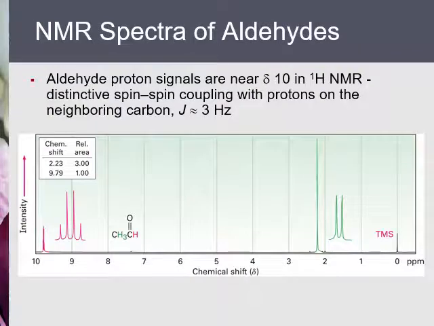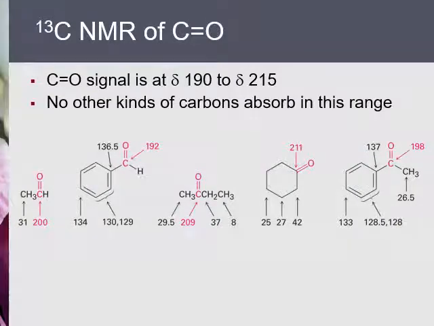In proton NMR, aldehyde proton signals are near 10 ppm. In acetaldehyde, for example, this hydrogen absorbs at around 9.8 with a quartet pattern, and this is due to the coupling with these 3 hydrogens of the neighboring methyl group. In carbon-13 NMR, the carbonyl carbon signal is between 190 and 215. In acetaldehyde, for example, this carbon absorbs at 200. In benzaldehyde, the carbonyl carbon is 192.